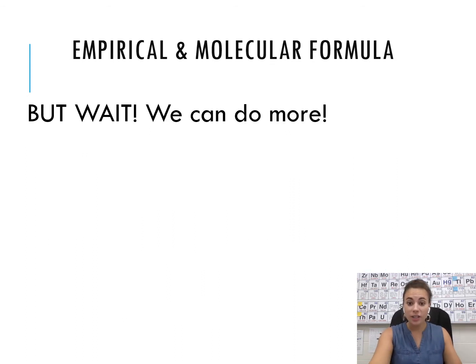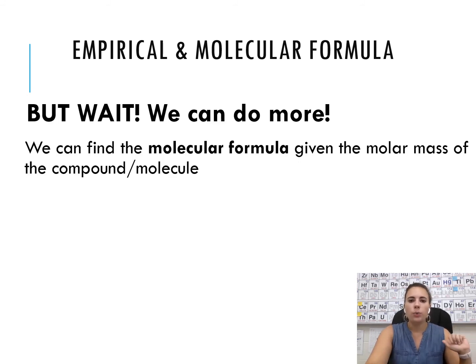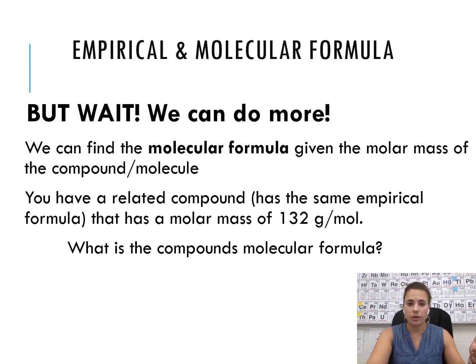But wait, we can do more. So what if we have a compound, we determined its empirical formula, but maybe its actual molecular formula is something different? So we can find the molecular formula given the molar mass. So let's say we have a compound. We know it has the same empirical formula that we just determined, but its molar mass, so the mass of the whole molecule, is 132 grams per mole.